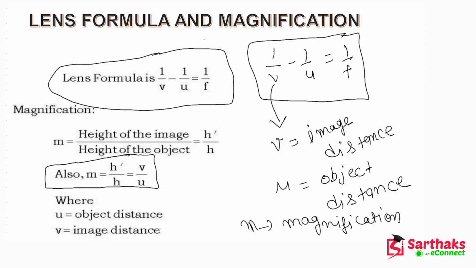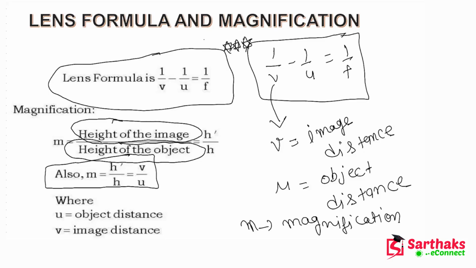Now you might be confused, what is h dash? h dash is nothing but the height of the image. And what is h? h is nothing but the height of the object. So I hope you got it, because we also saw this when we were discussing mirrors, but you have to be careful at a point because that is very, very important. Let me mark a star here. It is very important.